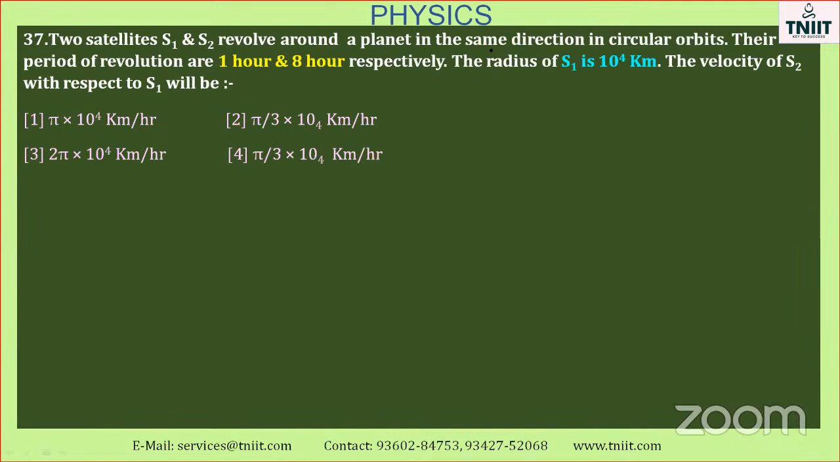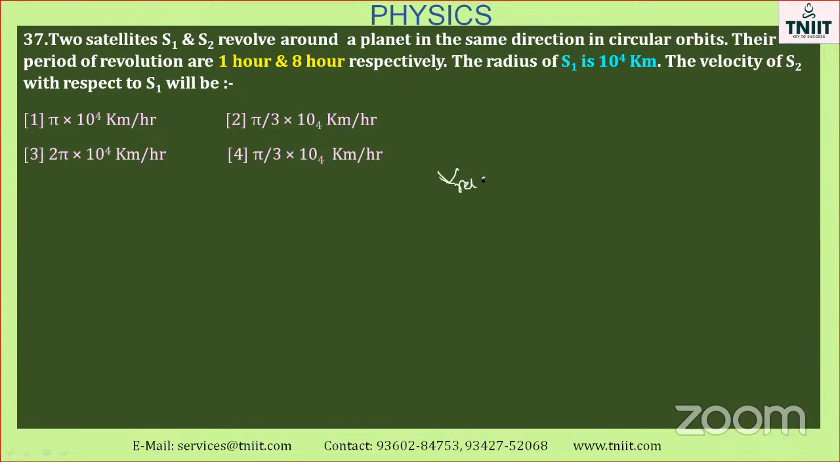Now the two satellites S1 and S2 revolve around a planet in the same direction in circular orbits. Their periods of revolution are 1 hour and 8 hours respectively. Radius of S1 is 10 power 4 kilometer. What is the velocity of S2 with respect to S1? So they are expecting you to find the relative velocity.